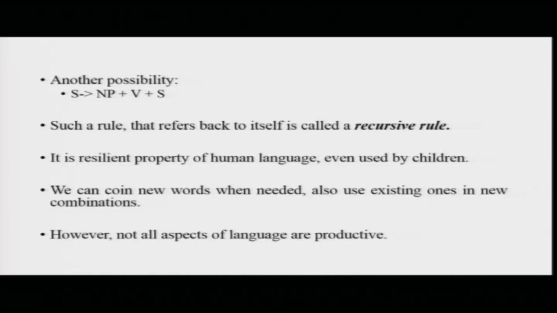Now linguistic productivity comes about only because of a particular rule, which is referred to as the recursive rule, because you can embed things into each other, and that is how you can create an infinite amount of sentences. This is a resilient property of human language. It is used by children. It's not something that you master only after five years of language; you can always use it.